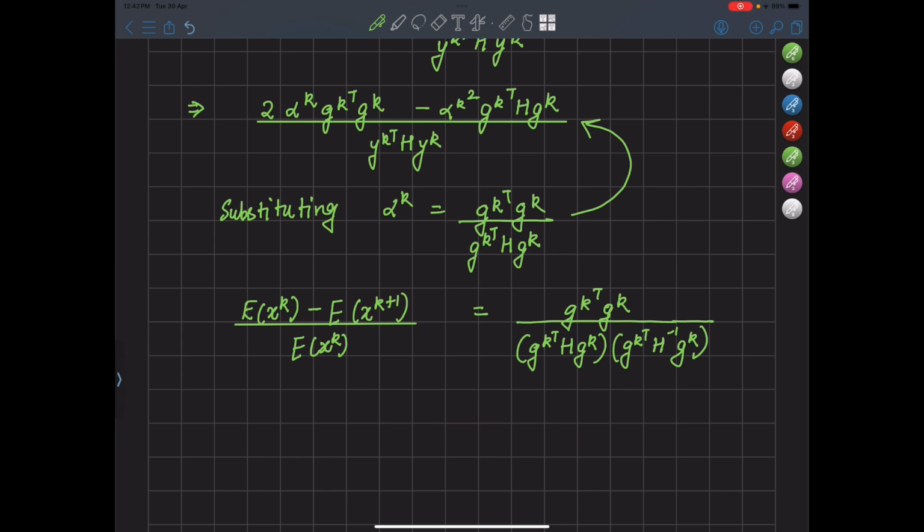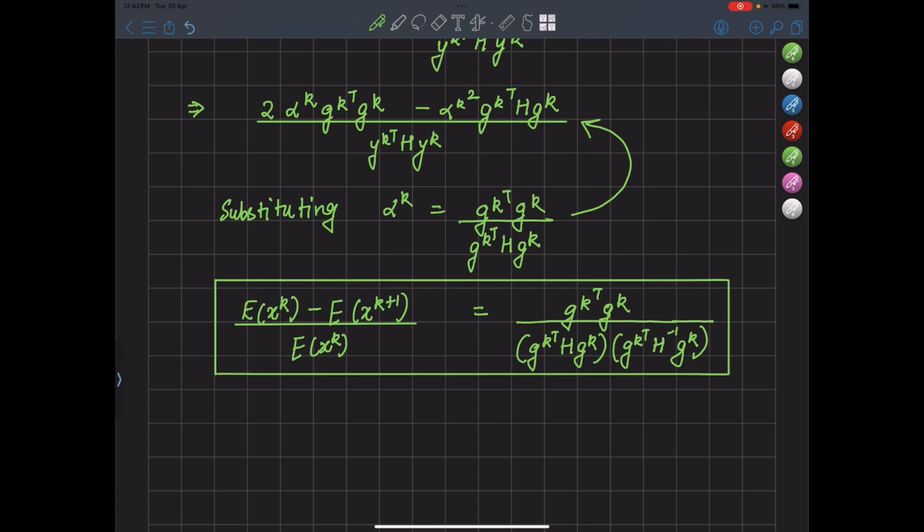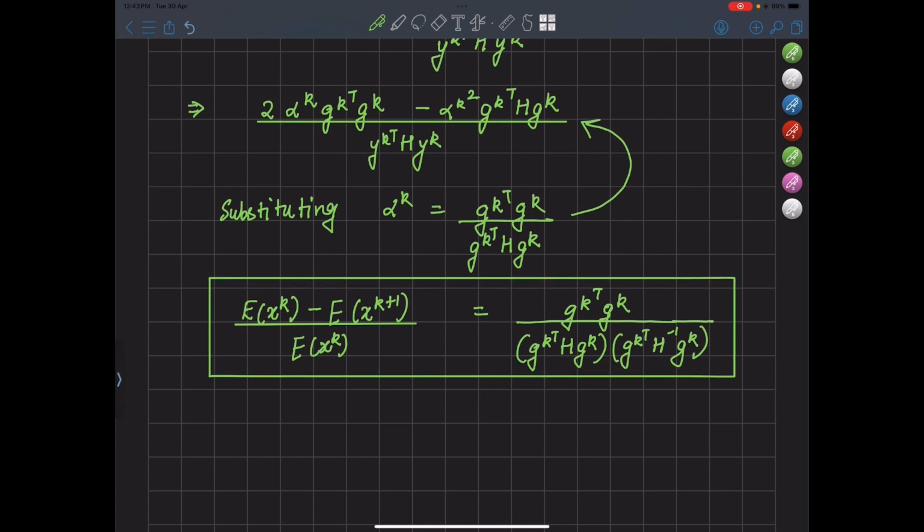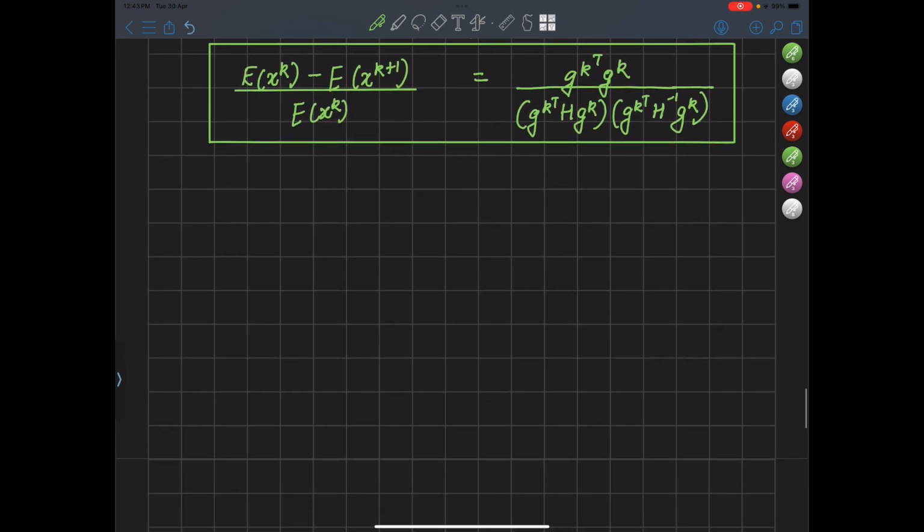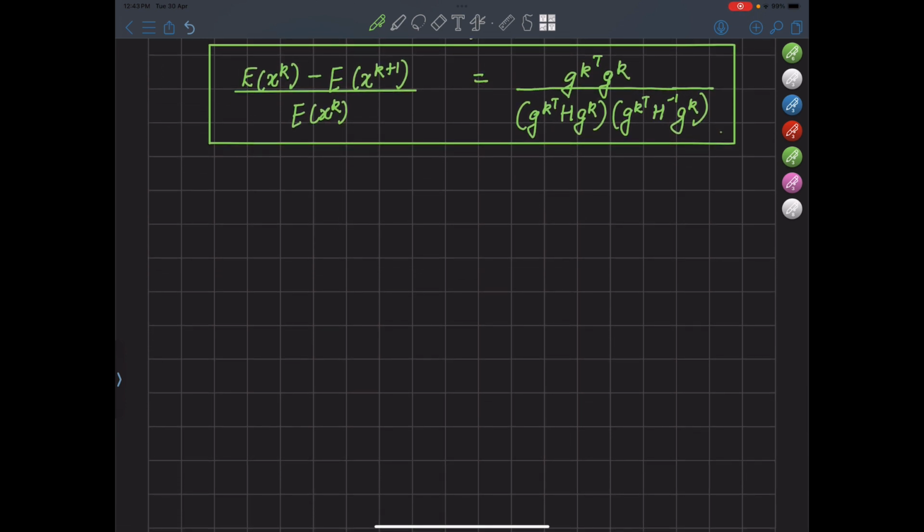This will be the relative decrease in the error function, but still it does not tell us anything qualitative about how the error is decreasing or how xk will converge. So to make sense of this result, we'll need to use one inequality, one result called the Kantorovich inequality. So let's define what the Kantorovich inequality is.